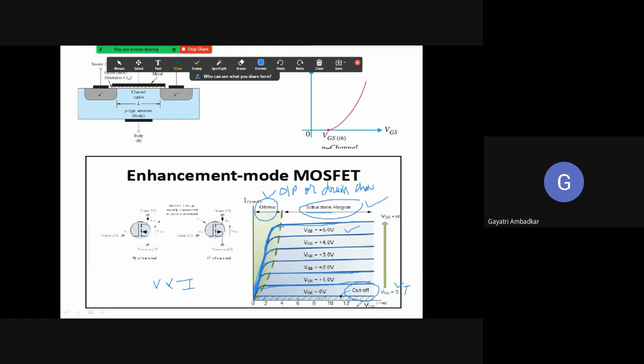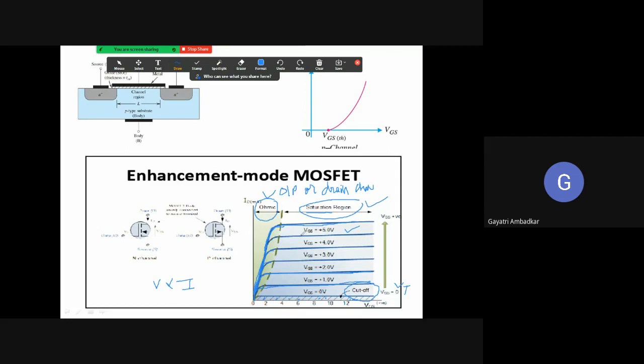Yash, please answer on your own. Cutoff region. Ma'am, when the input is 0. Not input is 0. I have applied VGS, but it is very small, less than threshold. I may apply some positive input voltage, but it will not amplify it, right? It is the region where drain current is 0, or the MOSFET is not conducting, or the region where VGS is less than VT. VGS less than the threshold voltage is called the cutoff region.